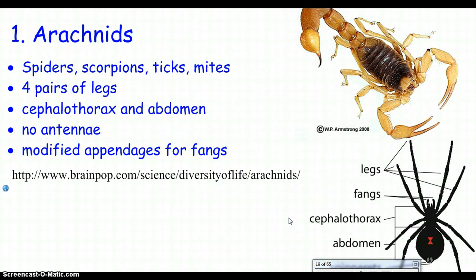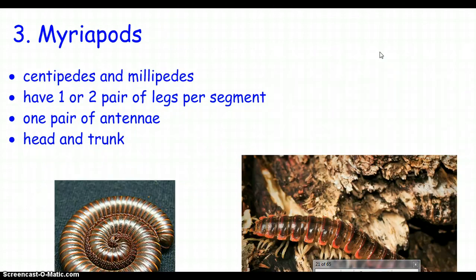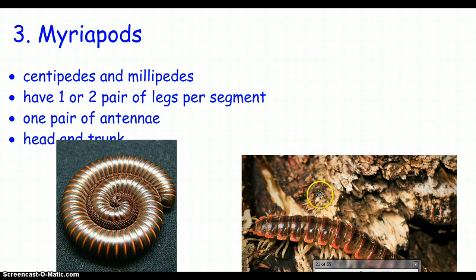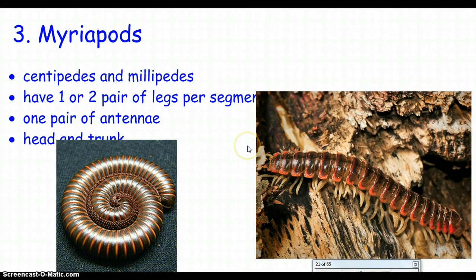So with the arachnids, all you need to worry about is that they have jointed appendages, and they usually have a stinger as well. There's a crustacean, so it's a crab. He lives in the water and has jointed appendages. The myriapods have jointed appendages too, so they can either be centipedes or millipedes. This guy looks like a millipede, and this guy looks like a centipede. Centipedes have fewer legs than millipedes.